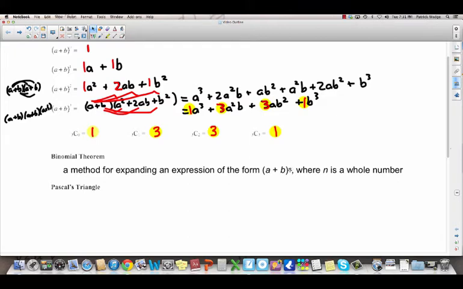This n here can be a small number like 2 or 3. It can be a big number like 57 or 100,000. The binomial theorem helps us to do this relatively quickly.